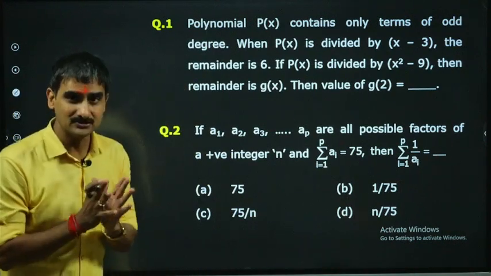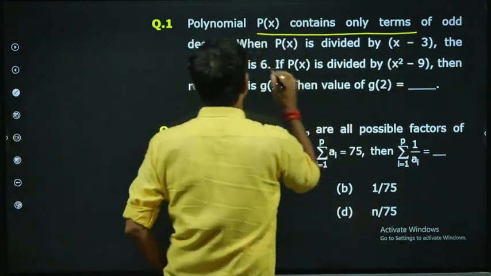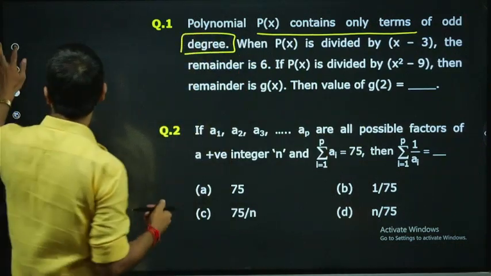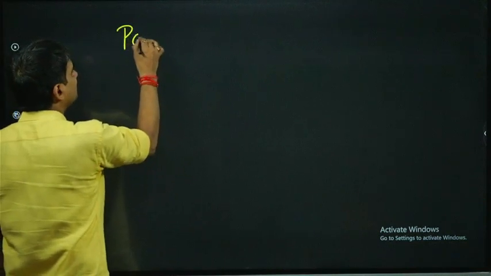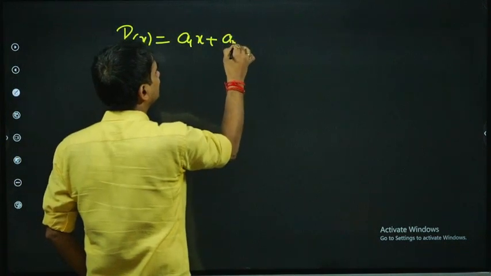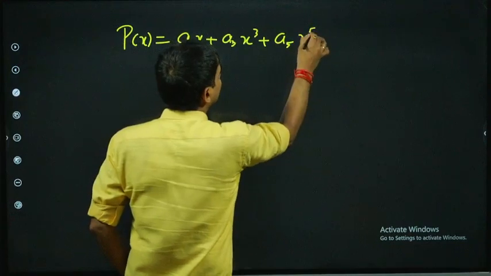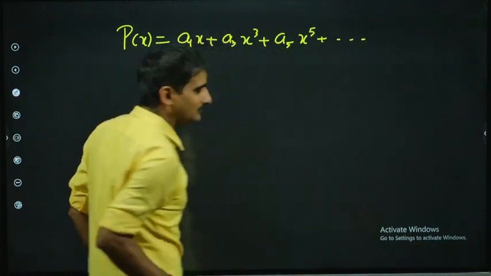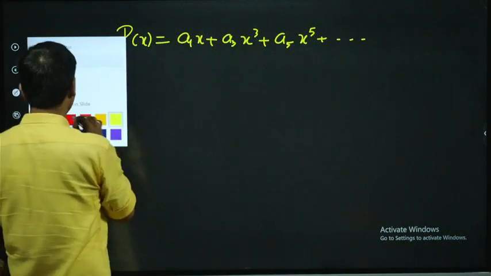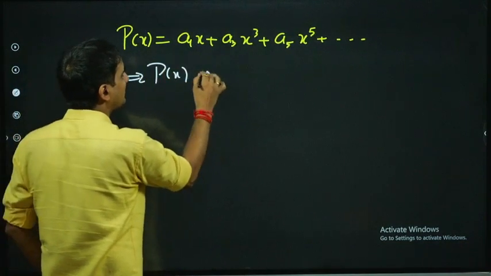So the question is, the statement of the question: if P(x) contains only terms of odd degree. So what does that mean? If I start with our polynomial p of x, it's like a1x plus a3x cube. So it's a polynomial with odd degree terms only. Okay, so can't we say from here, bachcho, that this means p of x is an odd function?